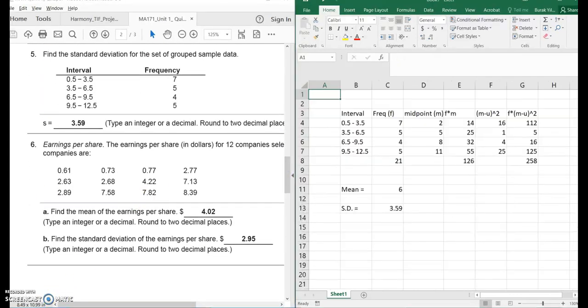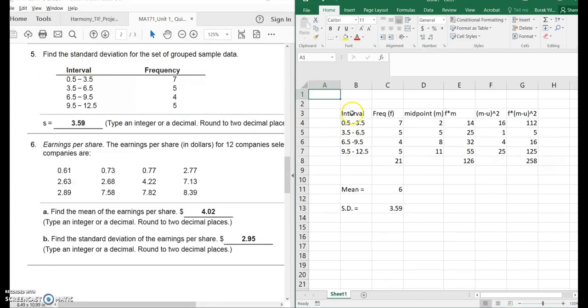Alright, next question. In number 5, we're being asked to find the standard deviation of grouped sample data. This isn't too hard, but it's kind of cumbersome, and it might take a bit of time, and I didn't want to take too much time in the video, so I put all the data and the calculations here on Excel, and I'll walk you through it. When you get this question, you need to do it this way.